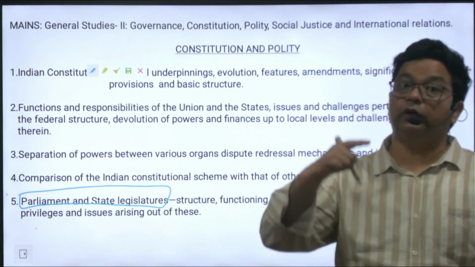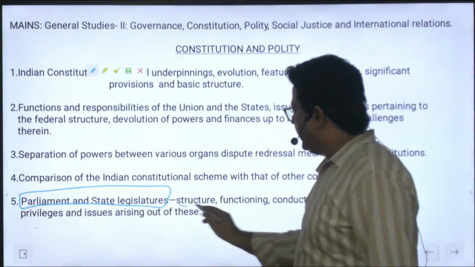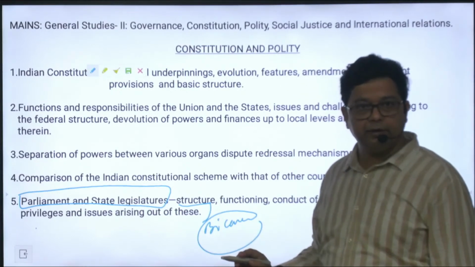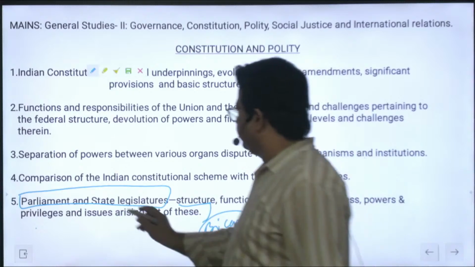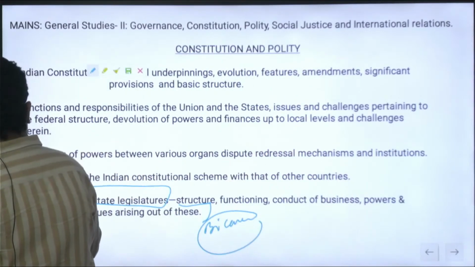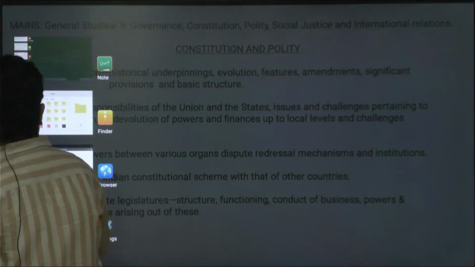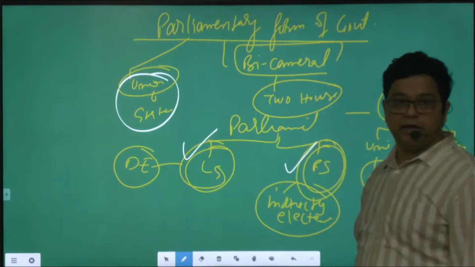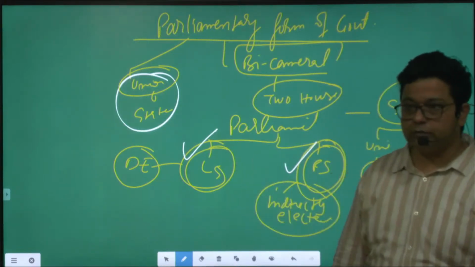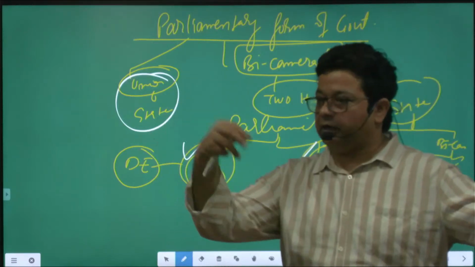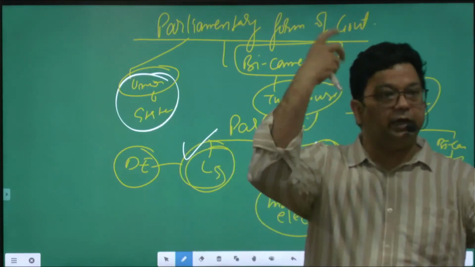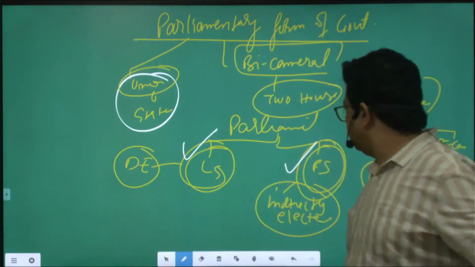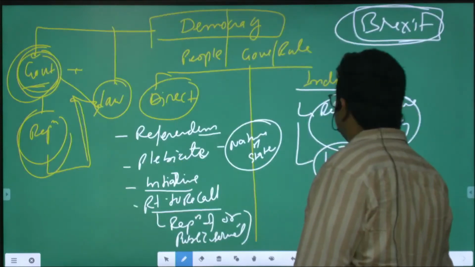Okay. Now what are the functions? So structure, as we have seen, Parliament is bicameral, and how they are formed. So Lok Sabha and Rajya Sabha compositions, how they come. Directly elected, indirectly elected, nominated by the president. Yes or no? Then their functioning and structure.